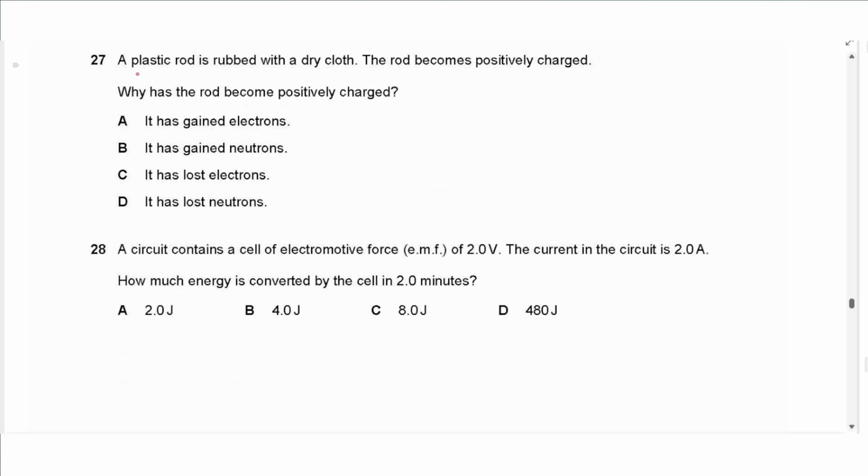Question 27 says a plastic rod is rubbed with a dry cloth. The rod becomes positively charged. Why has the rod become positively charged? It has gained electrons or gained neutrons. No, not neutrons. And lost neutrons, again, not possible. For becoming a positively charged object, we lose electrons, not gain electrons. So the answer here is C.